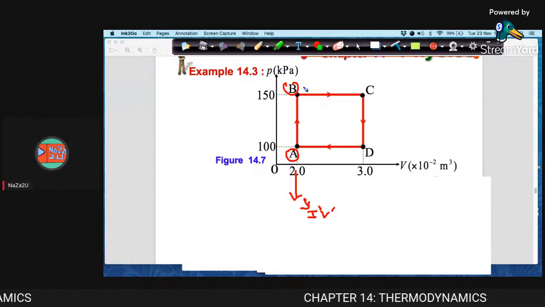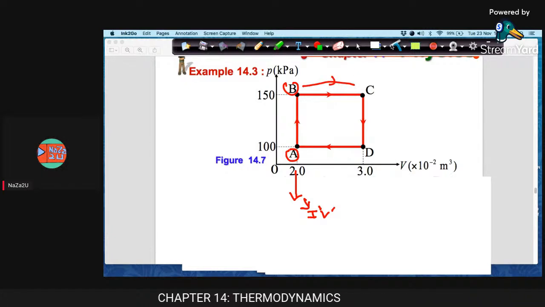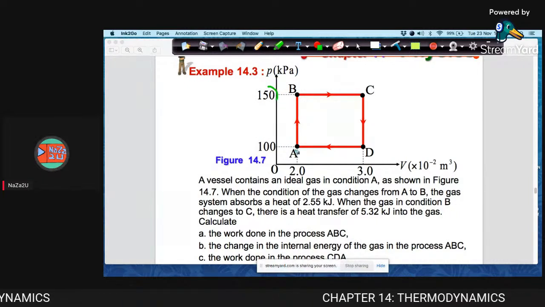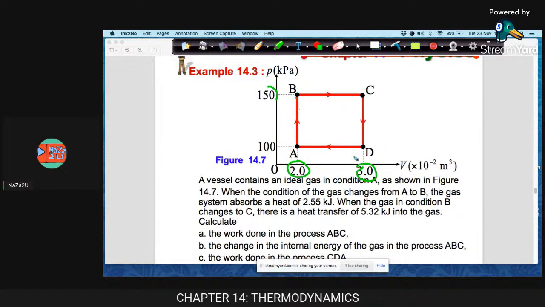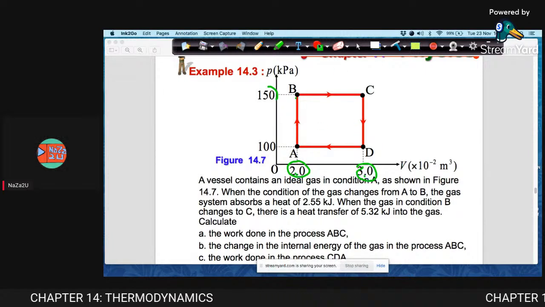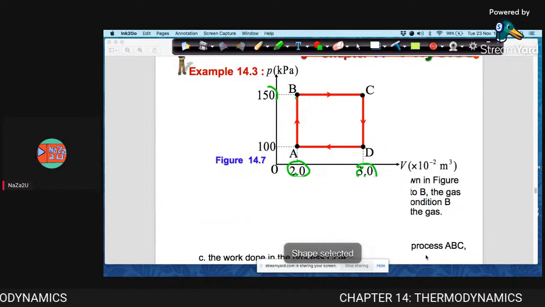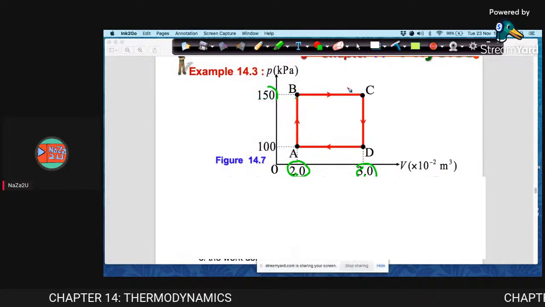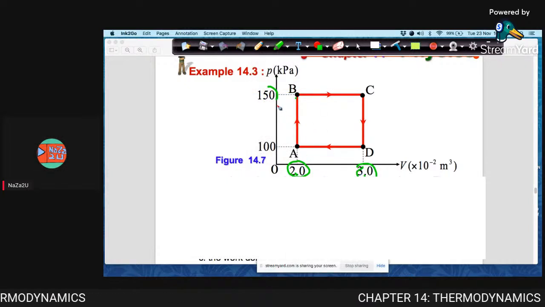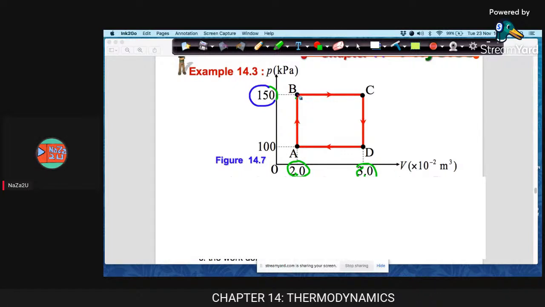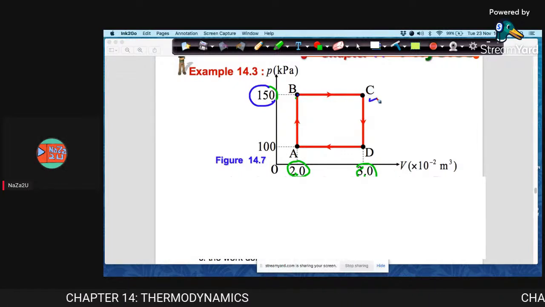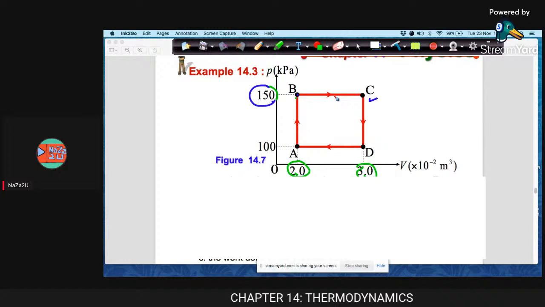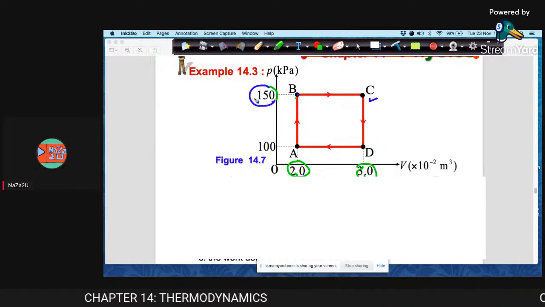So if you look at the BC, B to C, we have a change of volume. Change of volume from point B to C, initial 2, and the final is a 3. So for process B to C is change of volume but constant pressure. Pressure at the point B 150, pressure at the point C also 150. So this is constant pressure. So meaning this is a process of isobaric, constant pressure.